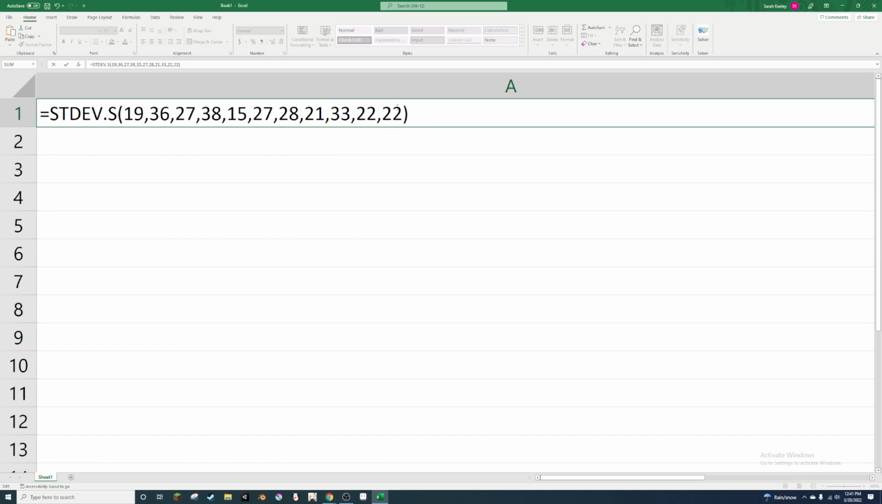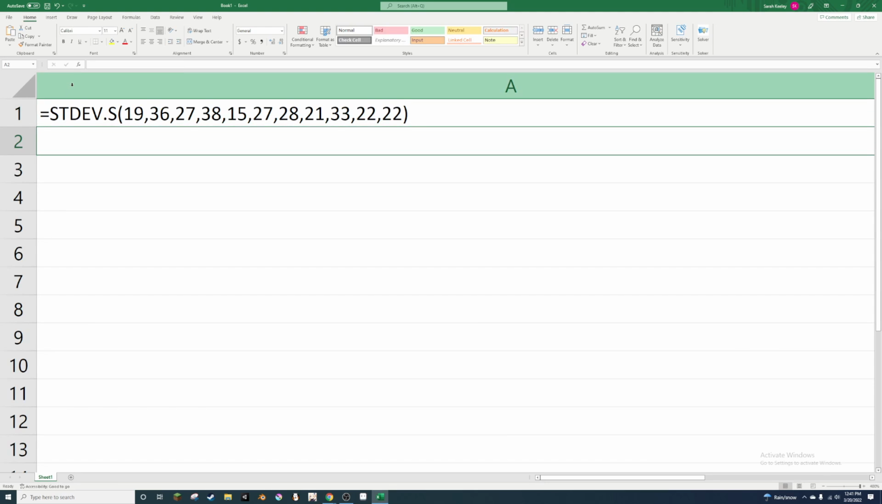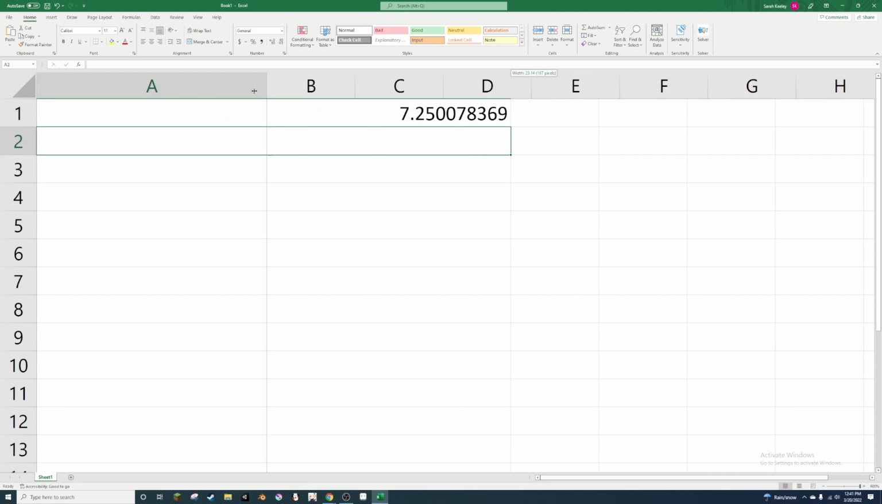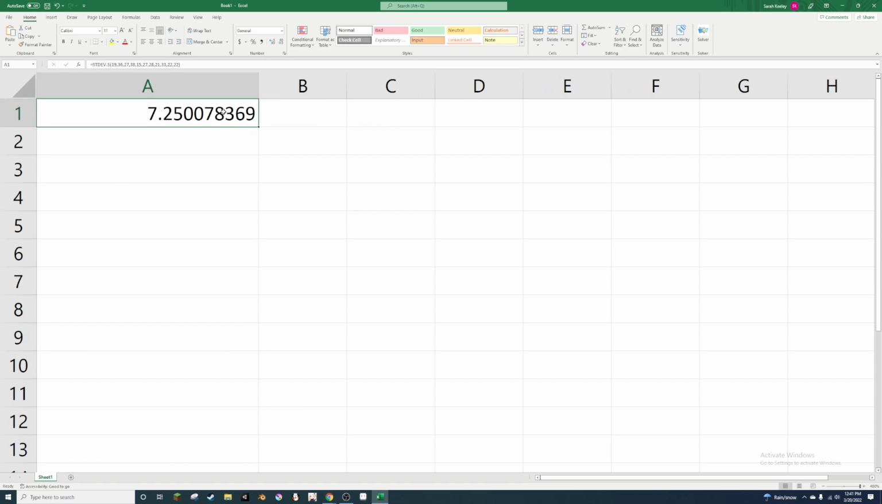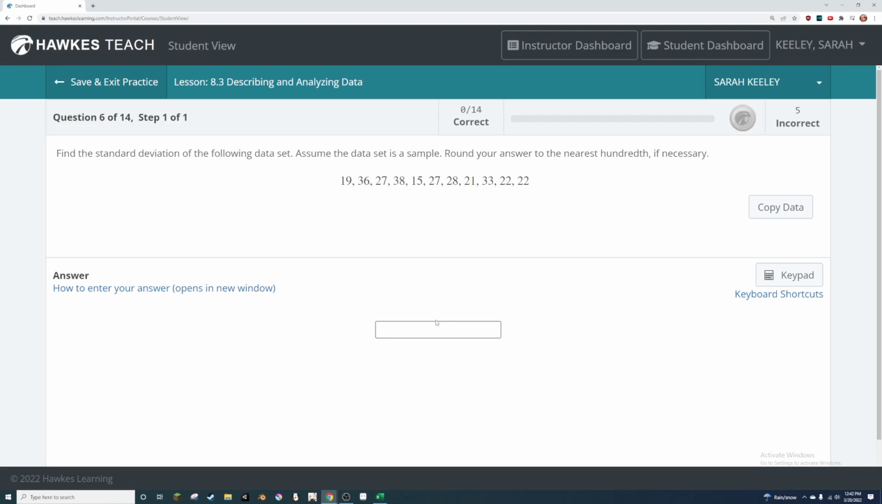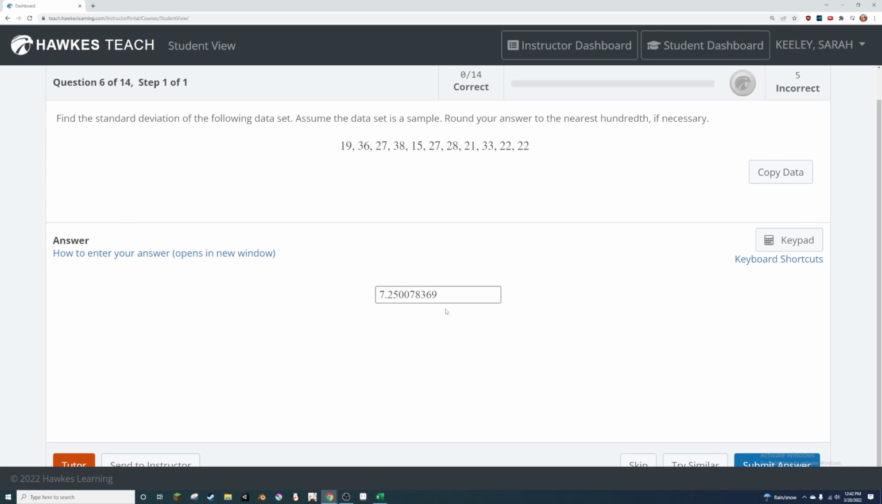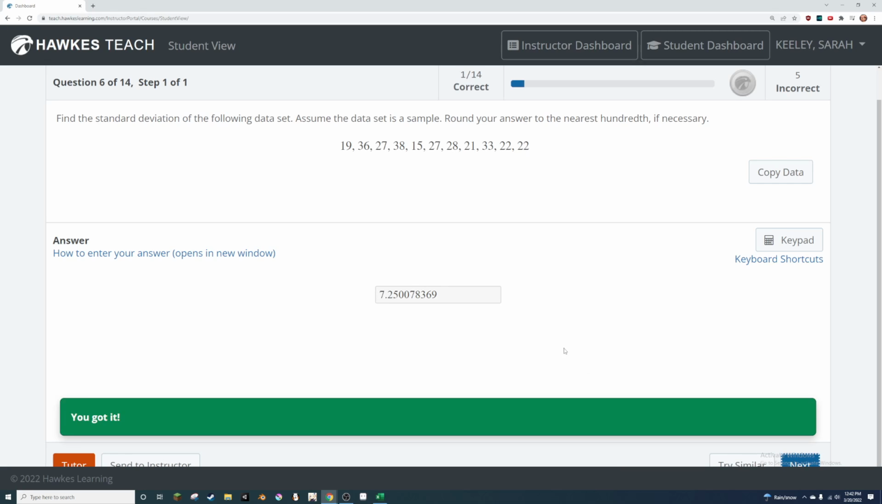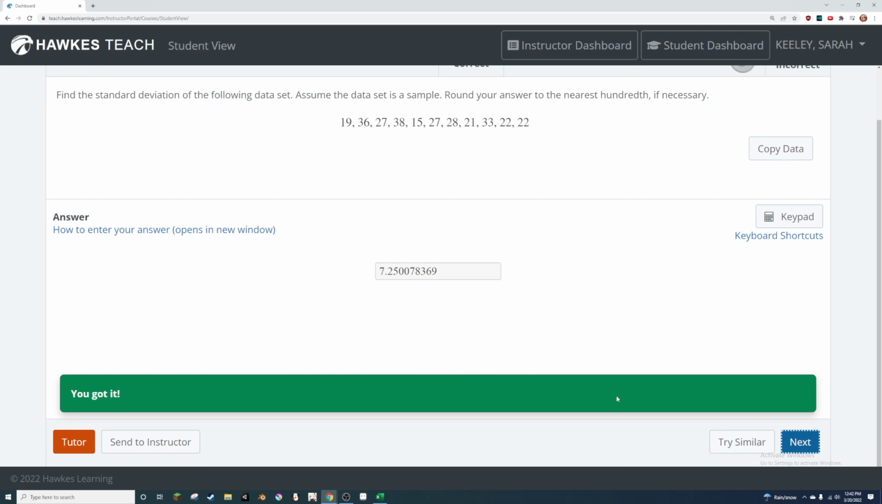And then you'll press enter, and it should give you your standard deviation. And then if you take that, you click on the cell, you copy it, Control C, or you can right click and press copy, and then go back into your Hawks and paste. And it says round to the nearest hundredth. It accepts the full number, so you don't necessarily need to round. And then we'll go to the other unit with the norm.s stuff.